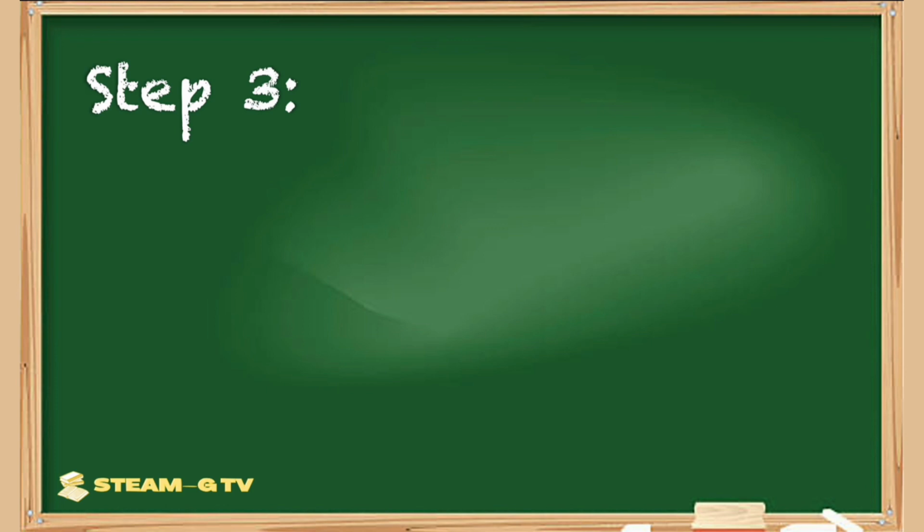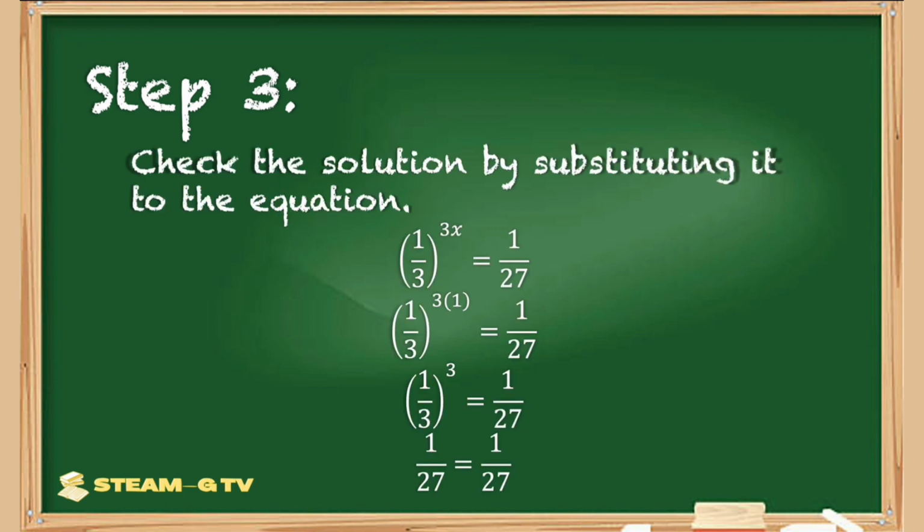Now, for the last step, let us check the solution by substituting it to the equation. So we have the original equation 1/3 raised to the power of 3x equals 1/27. According to our answer, x equals 1. So let us substitute the value of x to the equation. So it becomes 1/3 raised to the power of 3 times 1 equals 1/27. 3 times 1 equals 3, so 1/3 cubed equals 1/27, where 1/3 cubed is 1/27, giving us 1/27 equals 1/27. Therefore, our solution is correct.